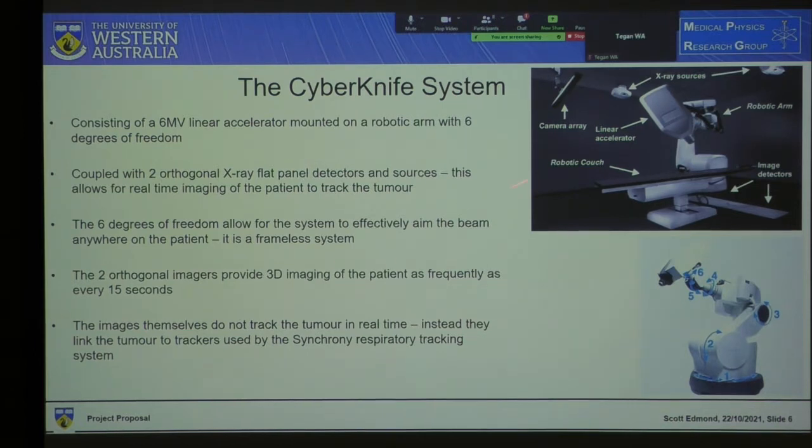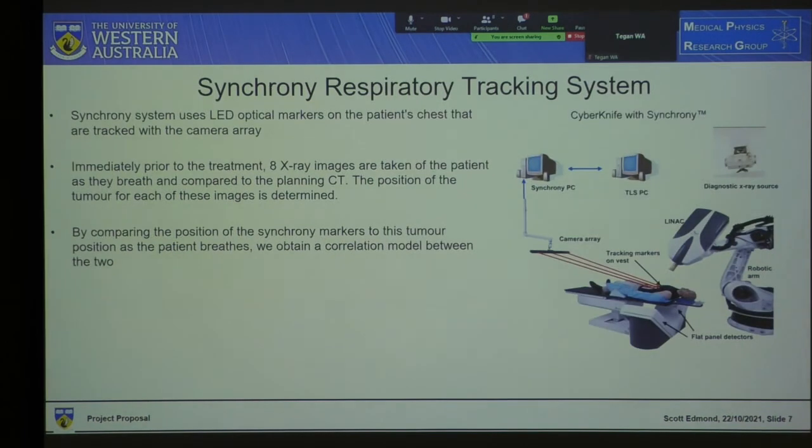The 2 orthogonal image providers can image clinically as frequently as 15 seconds, although different frequency periods can be used. However, as you may imagine, we breathe far more frequently than every 15 seconds, so that's not actually what's used to track the tumor motion. We instead use something known as the Synchrony system. So this system uses optical markers on the patient. We can see the vest here. This is linked to a camera array.